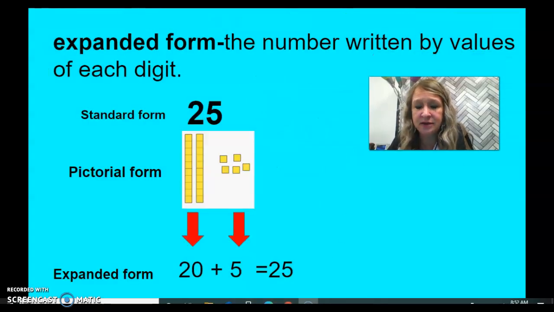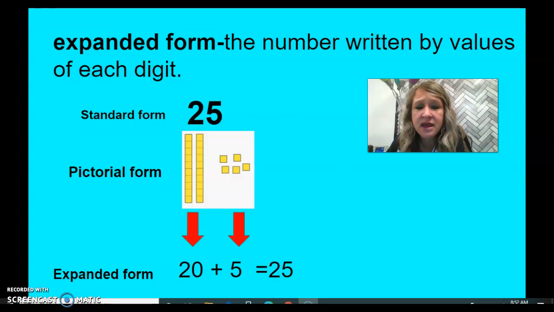Expanded form. Say expanded form. That is when the number is written by the values of each digit. So if we have 25, we have a 2 and a 5. But in pictorial form, that's 2 tens and 5 ones. In expanded form, how much is 2 tens worth? Count by tens. 10, 20. So 20 plus how much is 5 ones? 5. 20 plus 5 is 25.